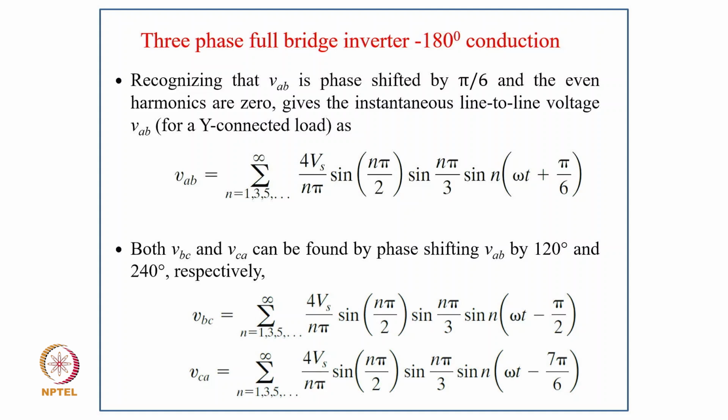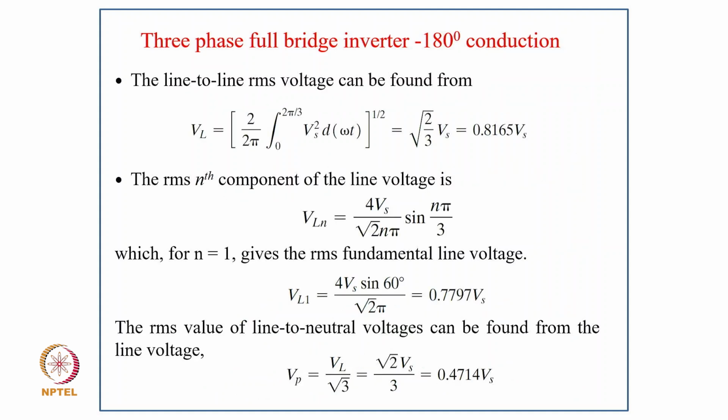So VBC equal to the sum over n equal to 1, 3, 5 to infinity of 4 Vs upon n pi sin n pi by 2 sin n pi by 3 and sin n in bracket omega t minus pi by 2, and VCA equal to the sum over n equal to 1, 3, 5 to infinity of 4 Vs upon n pi, that is sin n pi by 2 sin n pi by 3 and sin n in bracket omega t minus 7 pi by 6.